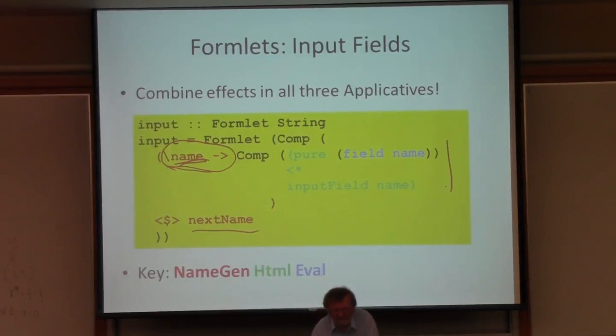The green code is the HTML generation. So I have to generate an input field with the correct name and purely move to the next stage. The final stage is the evaluator, and I can just use that field function that I showed you. So there we are. Generate a name, put the input field in the HTML, and evaluate the result.